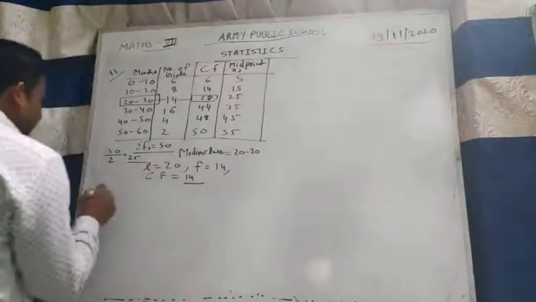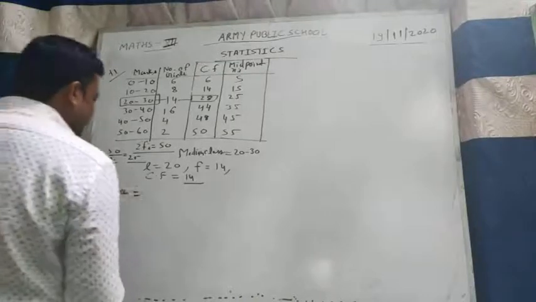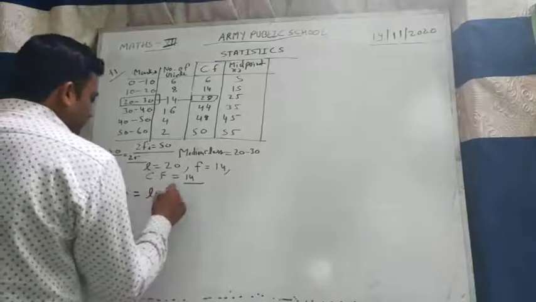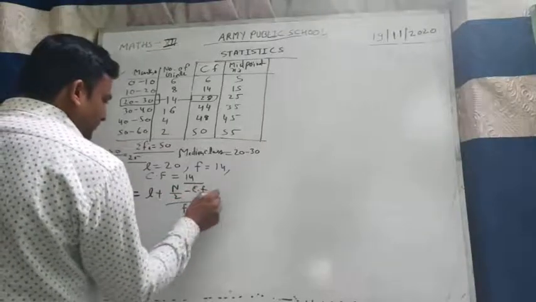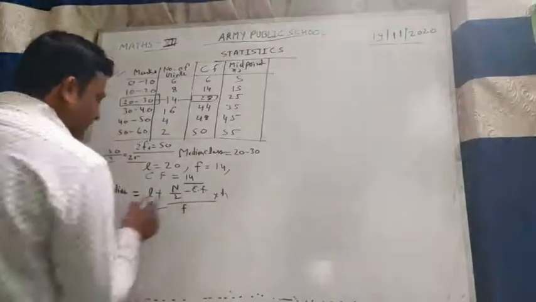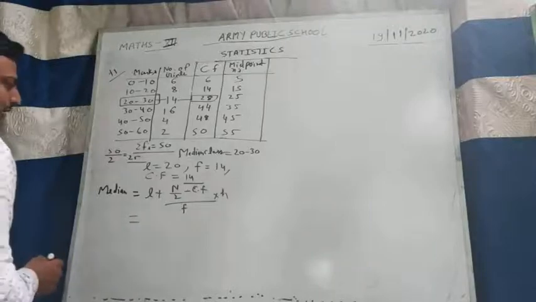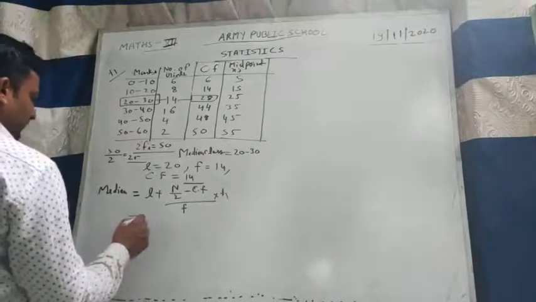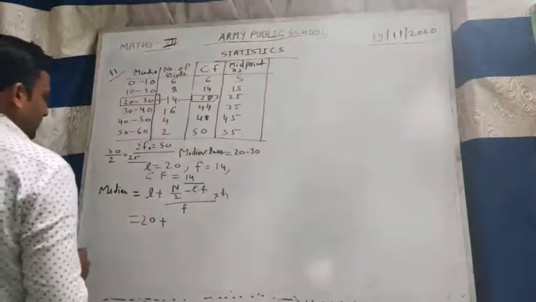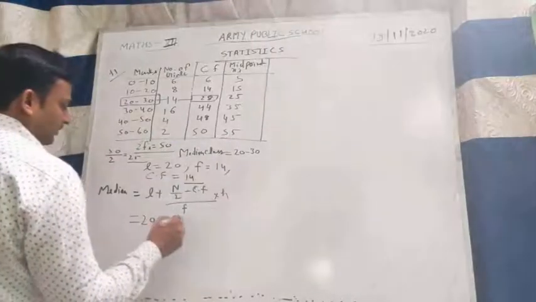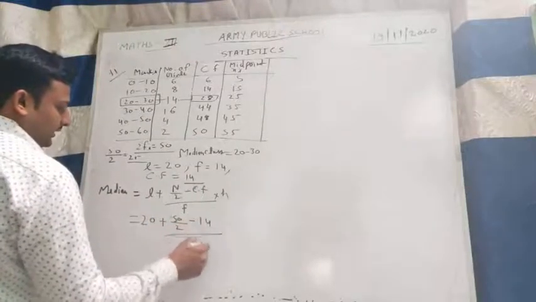Now we will find the median. Median of the given data will be what? Lower limit plus n by 2 minus CF by F into H. This is the formula of finding out median for the grouped data. Okay, and the class interval is given, so we put all the values, we get our median. So 20, n is 50 by 2, and CF is 14, again F is 14 into H.